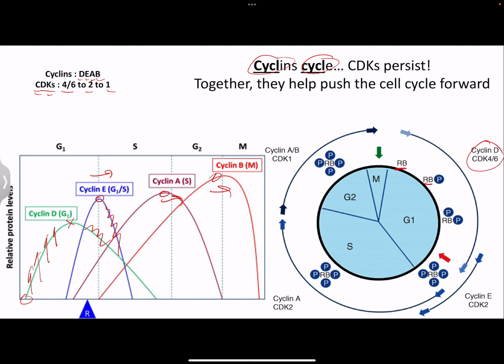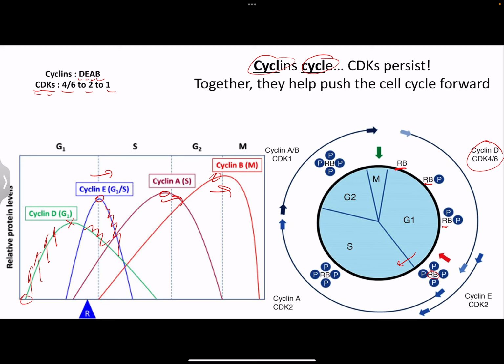retinoblastoma protein. And notice that it's getting progressively more and more and more phosphorylated. And once it is fully phosphorylated, then we are allowed to proceed from G1 into S. So the CDKs of G1, it's important that they phosphorylate RB for us to get transition into S phase.